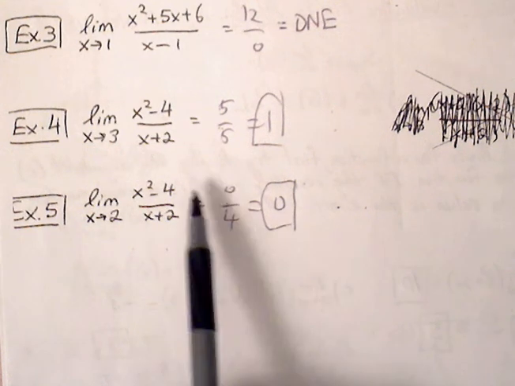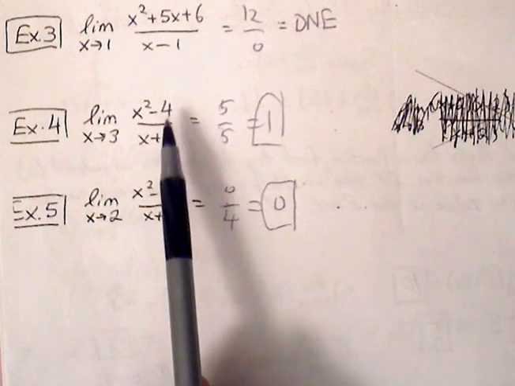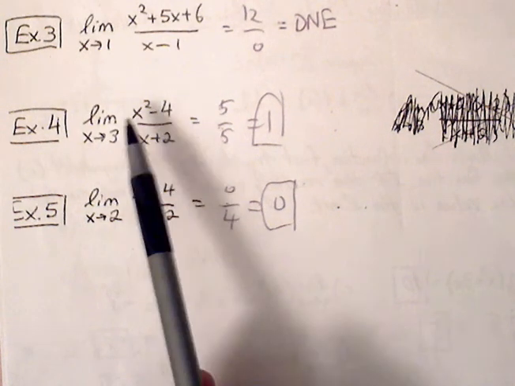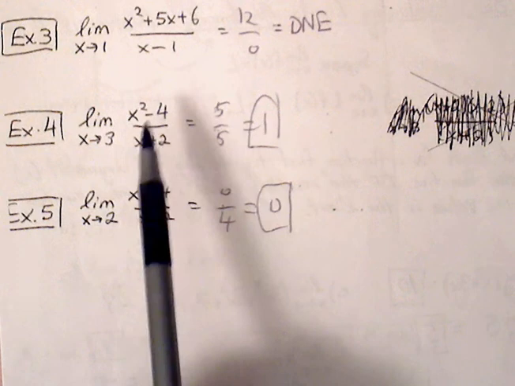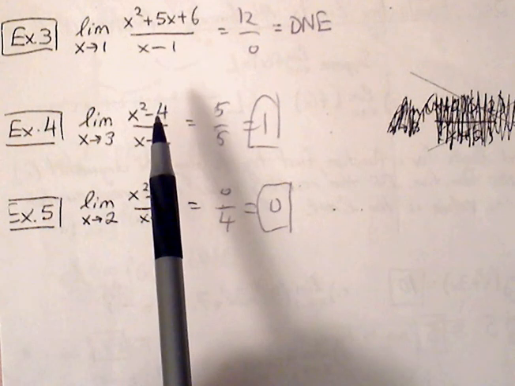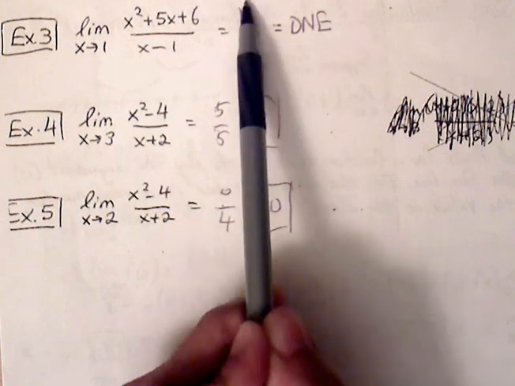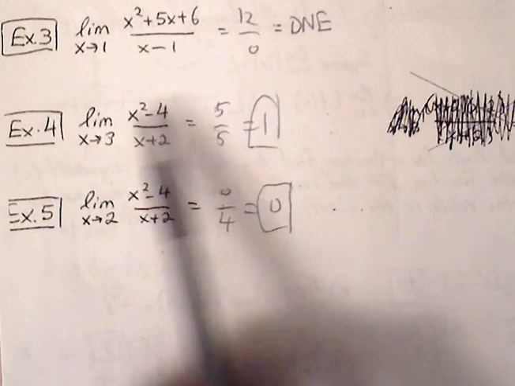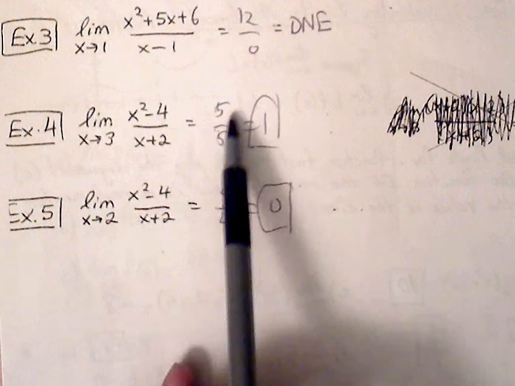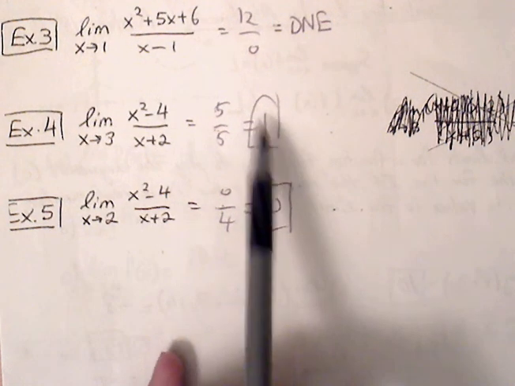This is our limit. So with examples 3, 4, and 5, there's no need for us to continue any further after we plug in. Because here, when we plug in, we got undefined. Here, when we plug 3 and 2 into the respective functions, we got real numbers, so we stop.